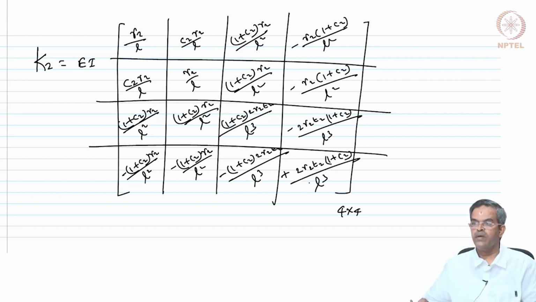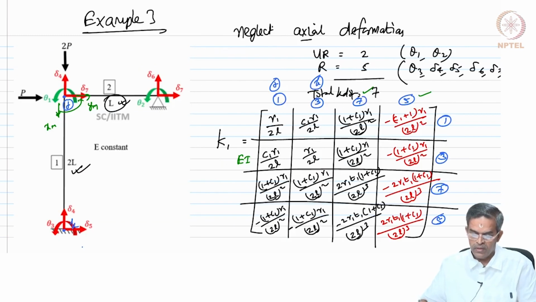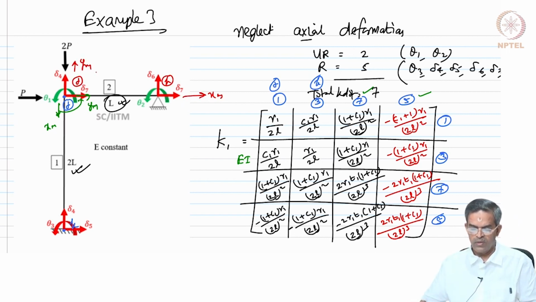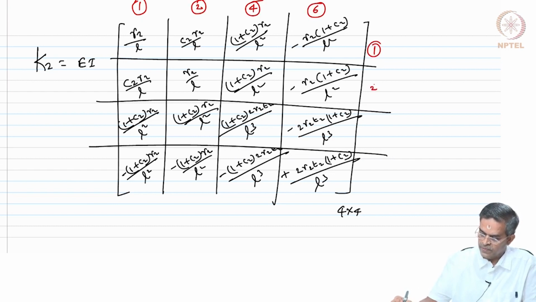Okay. So, let us mark the labels. Look at this figure. I am calling this as my j at the end and this as my k at the end. This becomes my xm and this becomes my ym for the member 2. So, I should say the labels are going to be 1, 2, 4 and 6. Okay. Let us mark them here. 1, 2, 4 and 6.